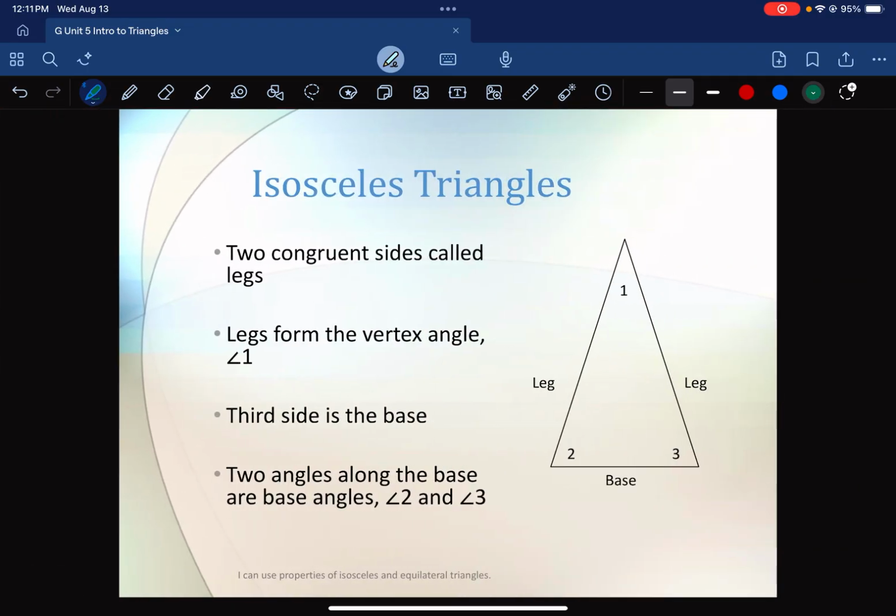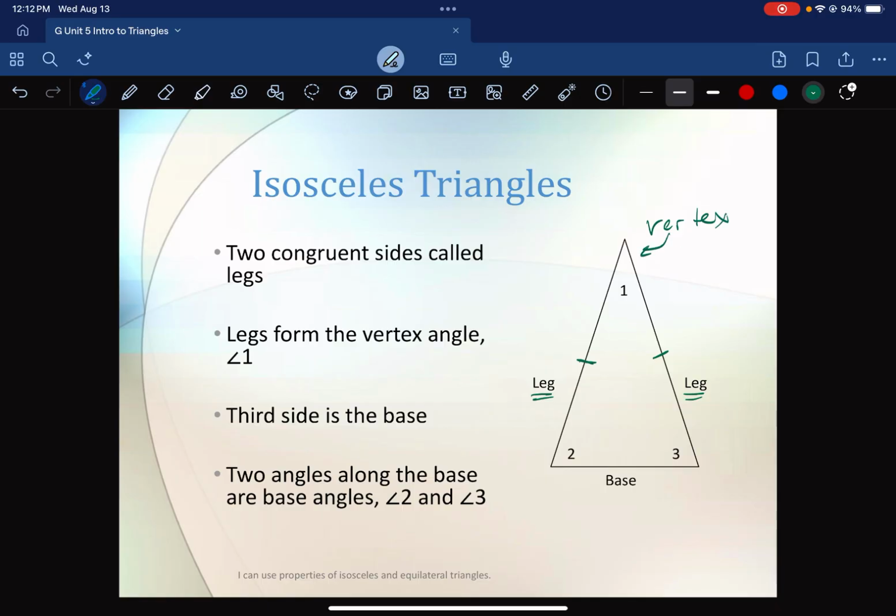So what is an isosceles triangle? Well, an isosceles triangle has two congruent sides, and those sides are referred to as the legs. So if you look at the drawing to the right, not the base, but the other two sides are the legs of the triangle, because they are the congruent pair. So I'm going to put a couple of congruency marks on there like this to let us know they are congruent.